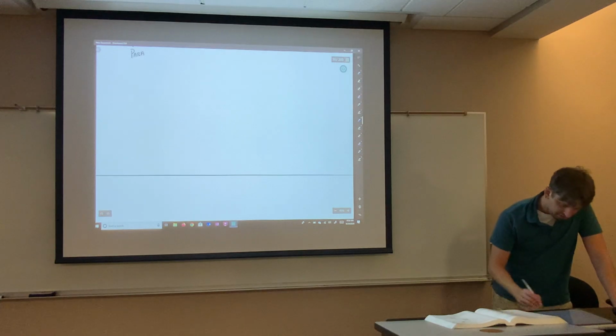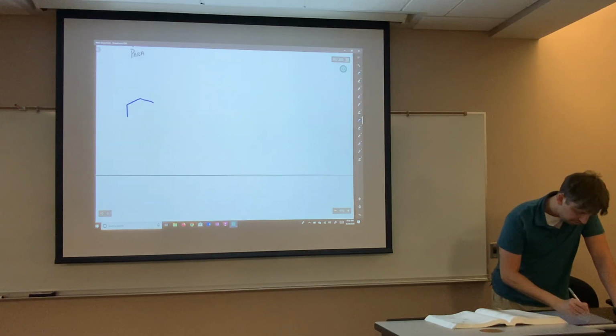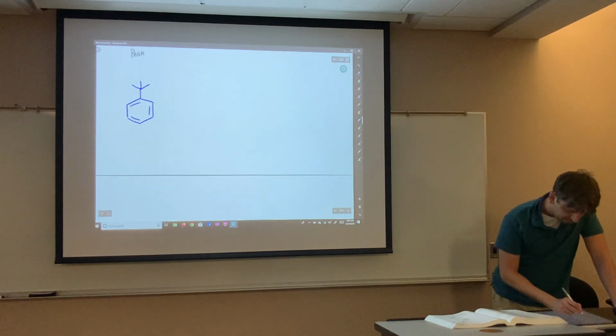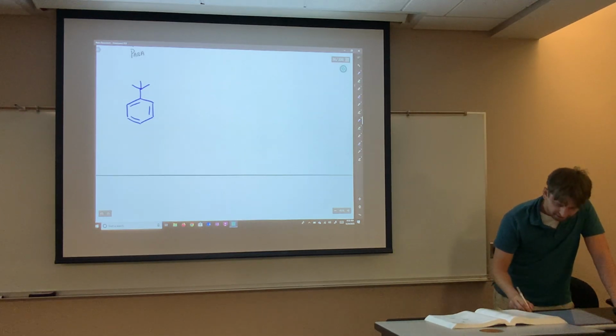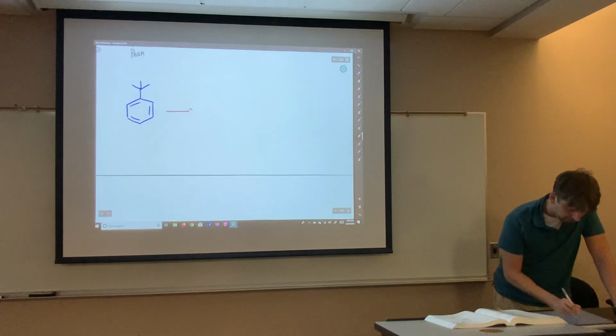I think this part of the chapter is always easiest just to look at examples and see how things go, and it gives us a good chance to do a little bit of practice along the way.